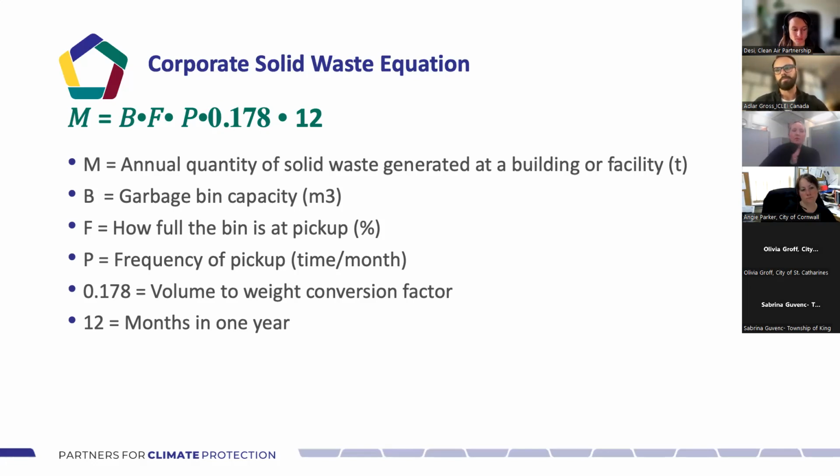bin is at pickup. It's usually 75% that I typically see, but the waste department may have better insight. Then how many times it's picked up per month, then the conversion factor, and then multiply it by the months in the year. So this equation is available in the PCP protocol as well, because the tool doesn't actually calculate this. You're going to use this to find your raw tonnage that's being disposed, and that's what you're going to enter into the tool.